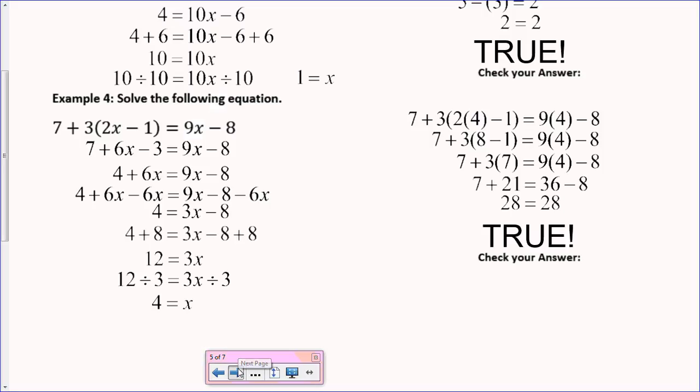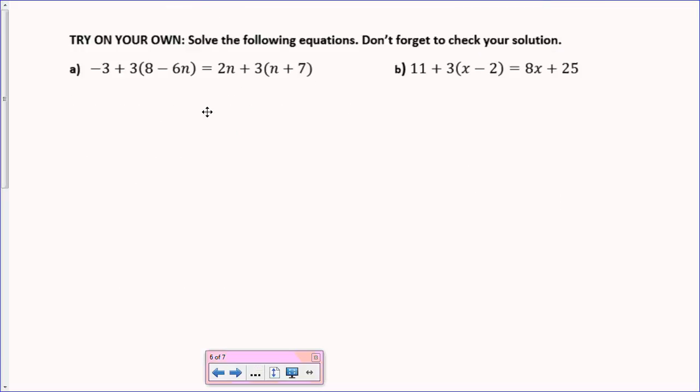Not too bad. Now go ahead and try these on your own. The first one looks a little messy, so there's two distributions in there. Second one, there's only one. Okay, just take your time. Go one step at a time. When you come back from the pause, I'll have the answers ready for you. Okay, I'll see you in a few minutes.